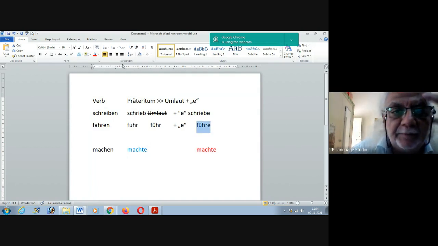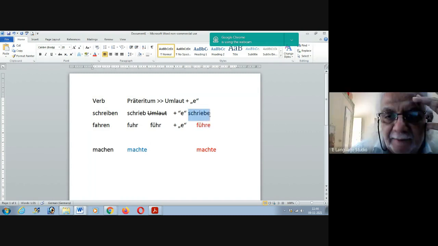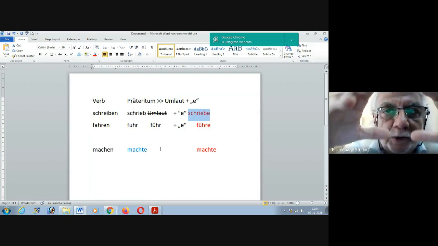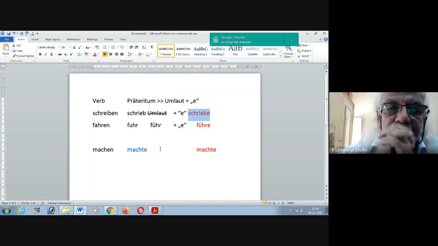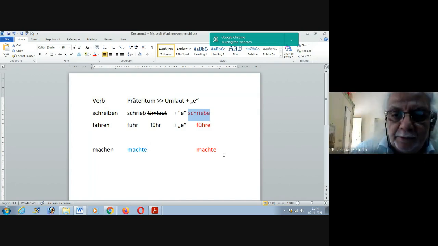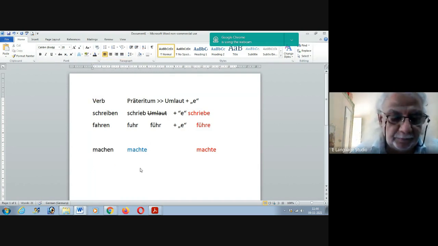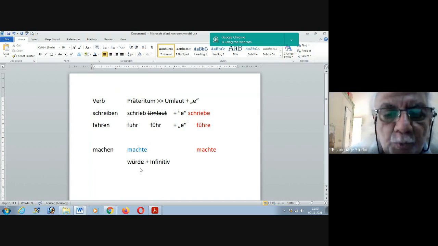So how do we know whether we are using Konjunktiv zwei or Präteritum? Simple explanation, the meaning or the context of that sentence. However, you are not sure of the context. You want to make that context very clear. So what do you do then? This is a general rule for a Konjunktiv zwei structure.